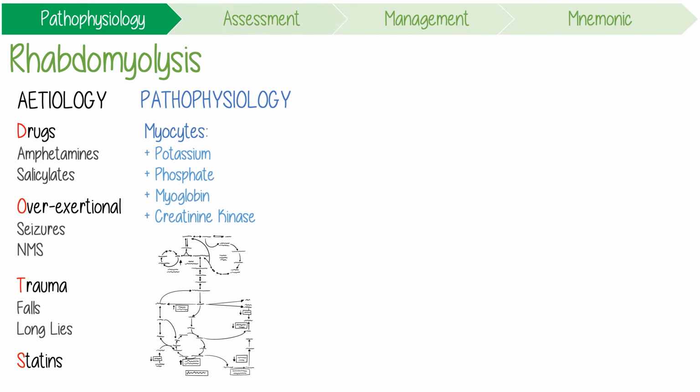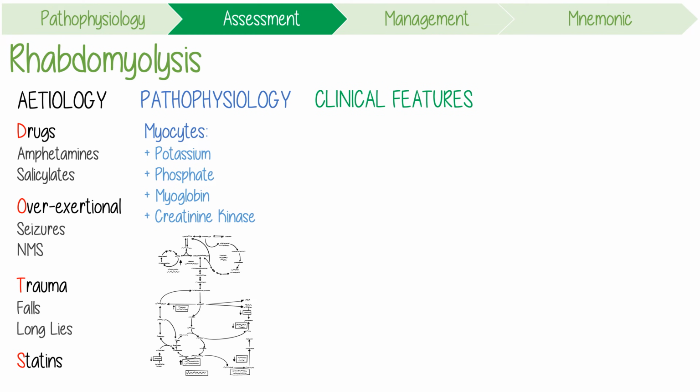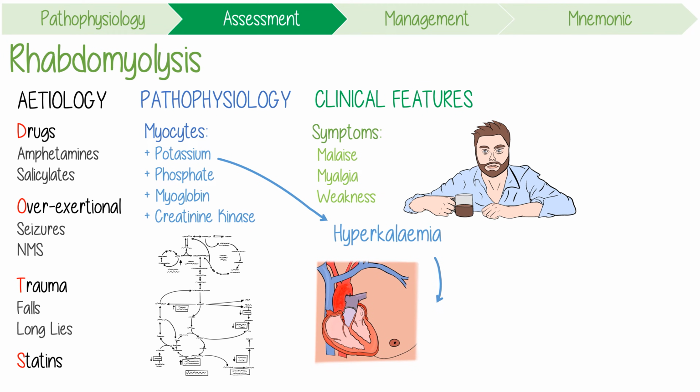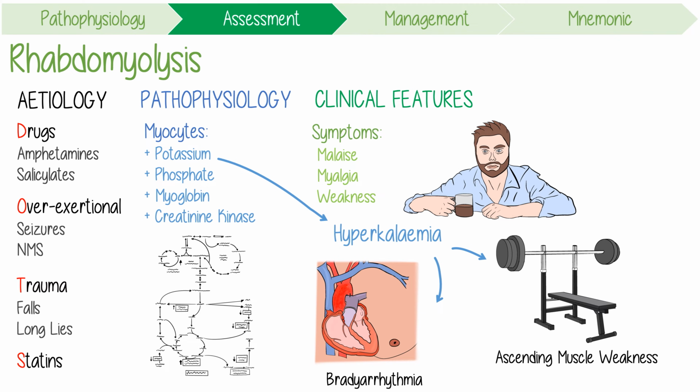With this in mind, let's think about the clinical features of rhabdomyolysis. Some common general symptoms include malaise, myalgia, and weakness. As I mentioned before, the patient might have hyperkalemia from the muscle lysis, but also from the AKI. This should make you think about cardiac manifestations, like conduction abnormalities causing bradyarrhythmias, and features like ascending muscle weakness.